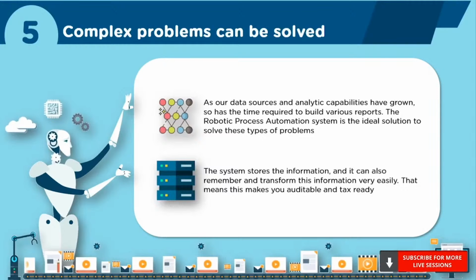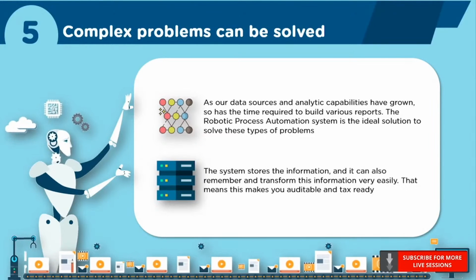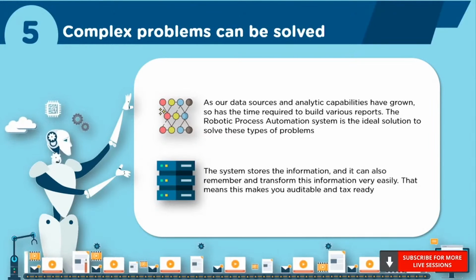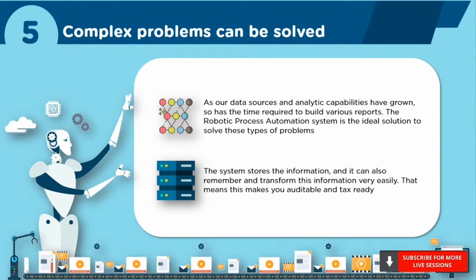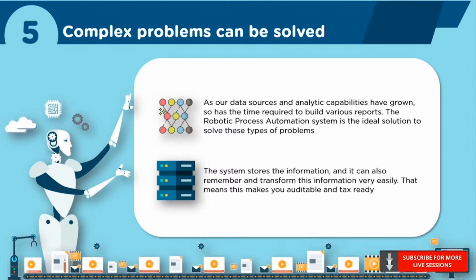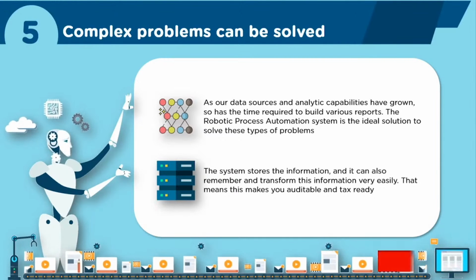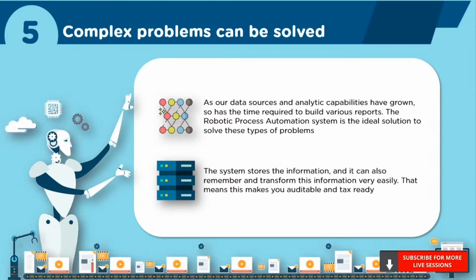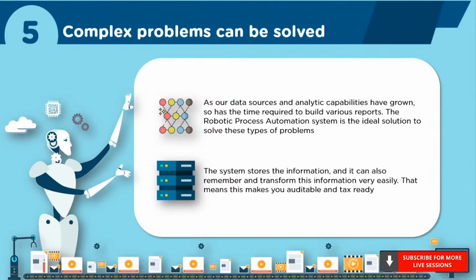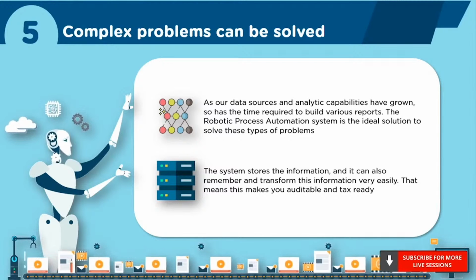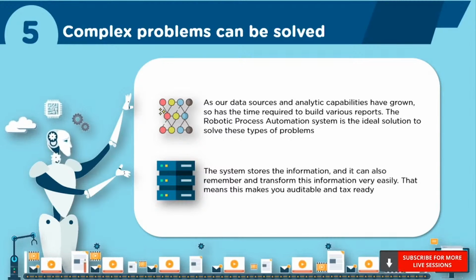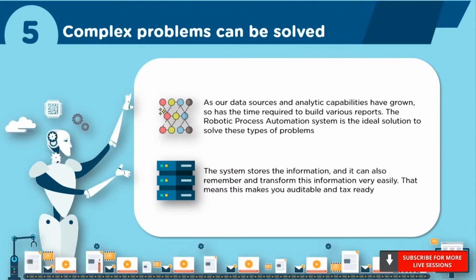Complex problems can be solved. Now, as our data sources and analytical capabilities have grown, so has the time required to build various reports. A robotic process automation system is ideal to solve these types of problems. The system stores the information and it can also remember and transform this information very easily. That means this makes you auditable and tax ready.